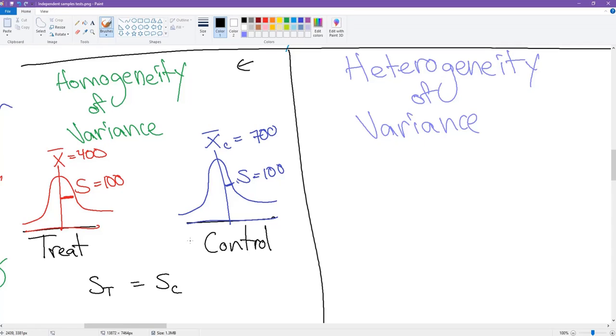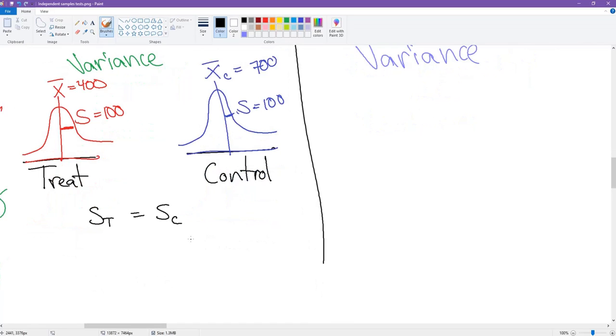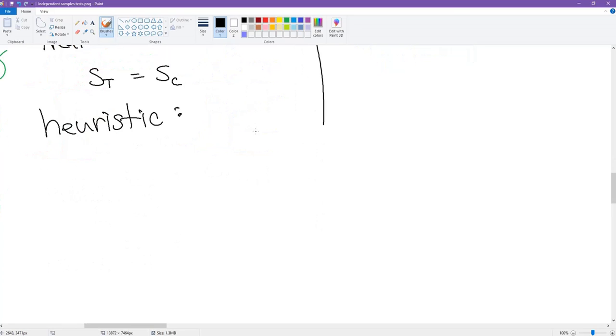There is a little bit more to this if you want to keep going. Essentially, there's a rule, or a heuristic, on how to figure out if you do have homogeneity of variance. Because not all the time are you going to find, oh, I've got a standard deviation of 100 in one of my groups and exactly the same standard deviation of 100 in my other group. Maybe you'll get 99 in one group and 101 in the other group.